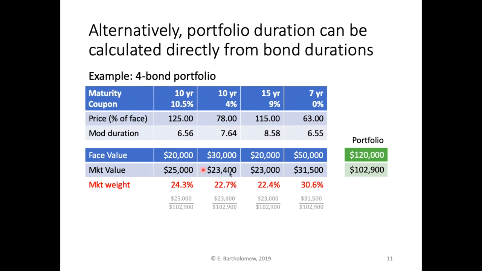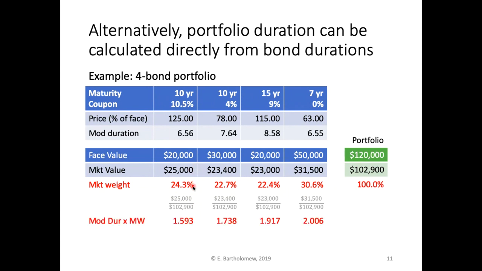We have the market value for each of the bonds in the portfolio. We have the total market value. Based on that, we can calculate percent weights of each bond in the portfolio based on the market value. To take the first one as an example, the market value is 25,000. The total portfolio has a value of 102,900. So this first bond represents 24.3% of the portfolio. Similarly, for all the other bonds, we get these numbers. And if we add them together, they should equal 100%.